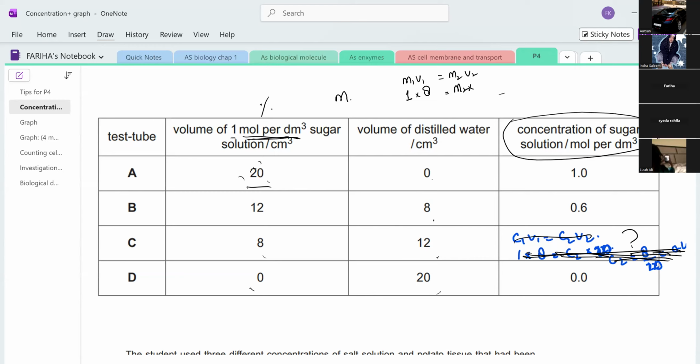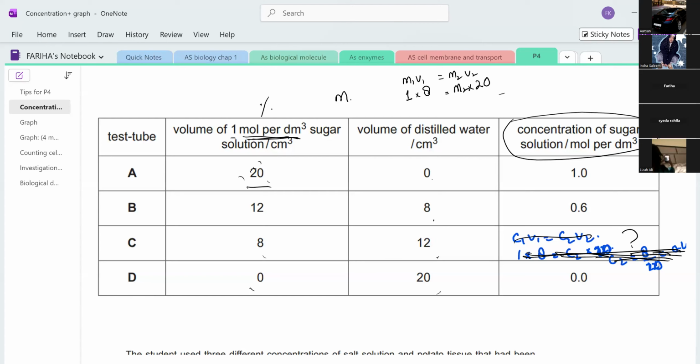So what is V2? Means we have to find V2, right? No, we have to find M2, not V2. So what should be the final concentration? Look at the entire table and find out the final volume that they are using in each test tube. It's 20. Very good. It should be 20.